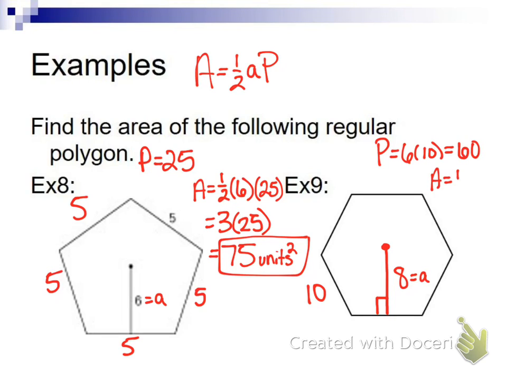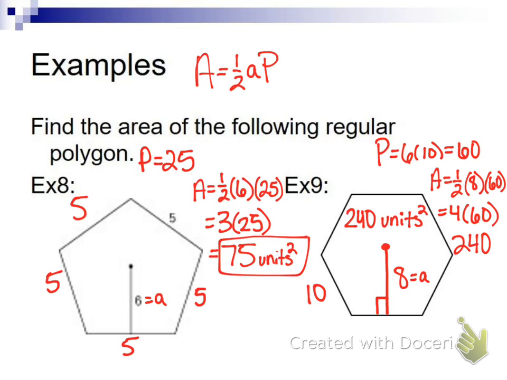So we go to our A equals 1/2 times. What's going in for A? Little a? 8. And in for capital P? 60. Half of 8 is 4. 4 times 60 is 240. So technically we would want 240 units squared. But again, if they don't put units and you don't put units, we'll call it even.